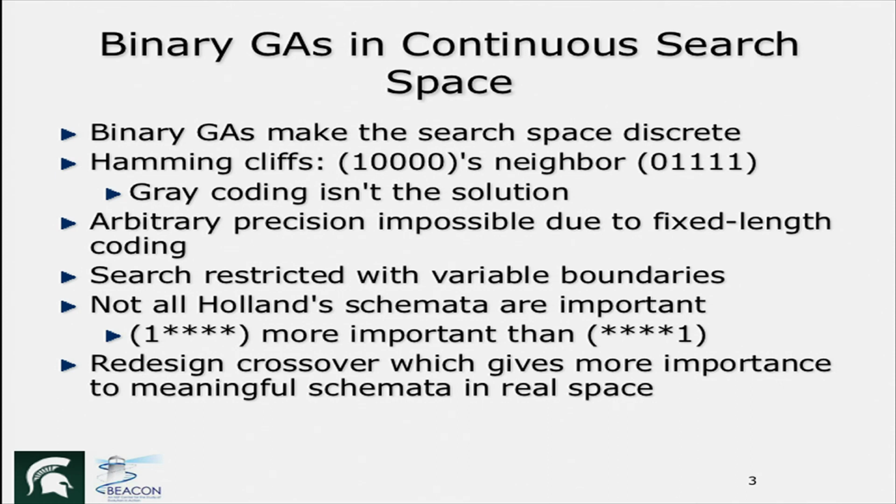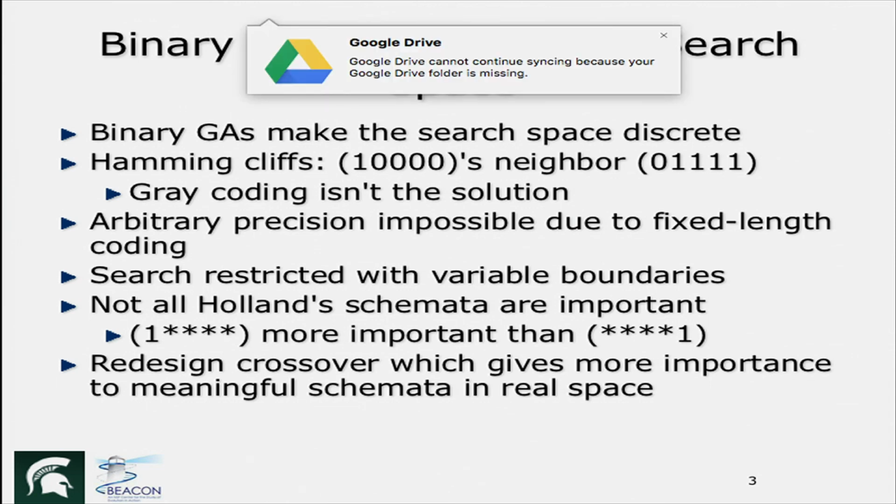Like 1 and all star represents the right half. 0 and all star represents the left half. 1 all star represents the rightmost quarter. So it's all contiguous. And in a real parameter problem, that is a good building block. That is, do my optima lie in this space or not?